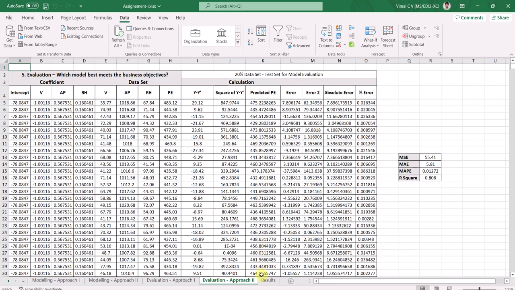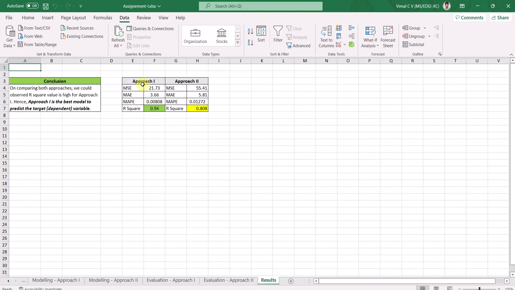So finally, comparing both approaches, the R square value is 0.94 for one and 0.808 for the other. To conclude on a model, we should consider the R square value. The general assumption is it should be close to 1.0. R square for approach one is almost 0.94, which is closer to 1 compared to the second approach. So finally, approach one is the best model to predict the target variable from the independent variables. Thank you.